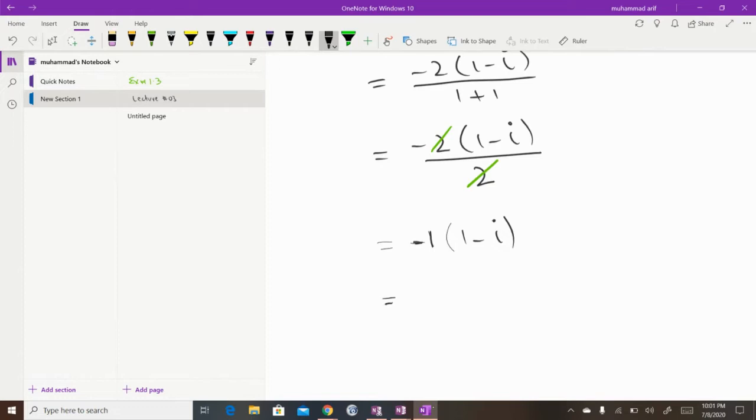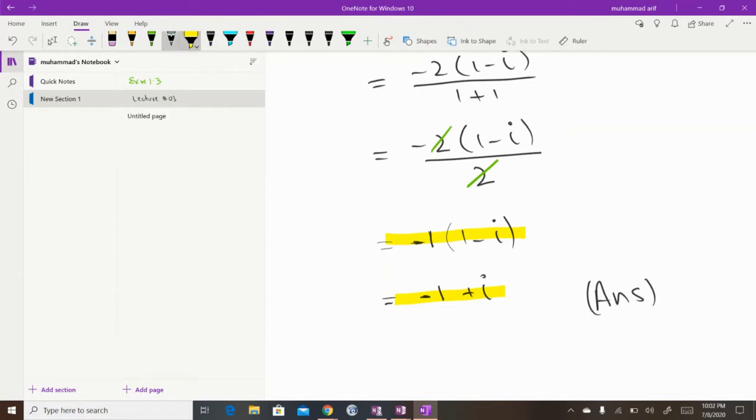But if you multiply negative 1 with 1 and negative 1 with negative iota, you get negative 1 plus iota. This is our required answer. Either you write negative 1 into negative 1 minus iota, or you write negative 1 plus iota. Both answers are correct. Now we move on to the next question.